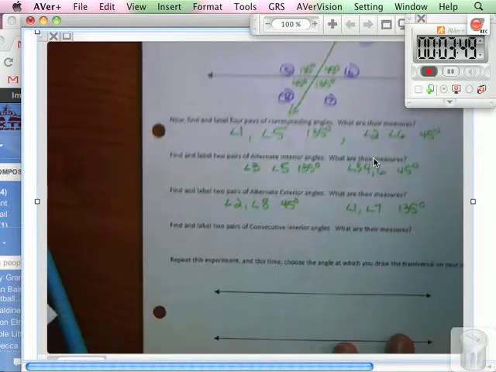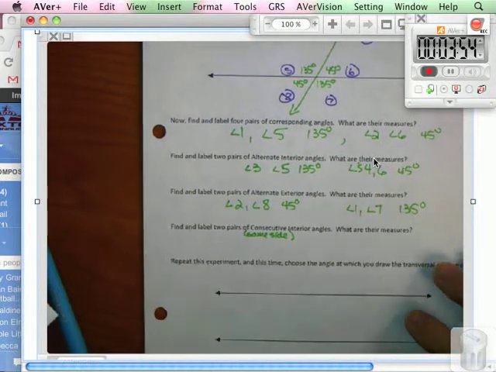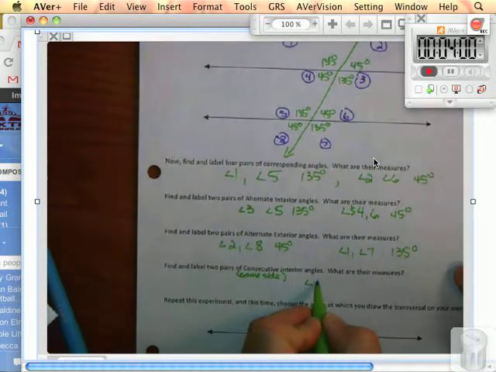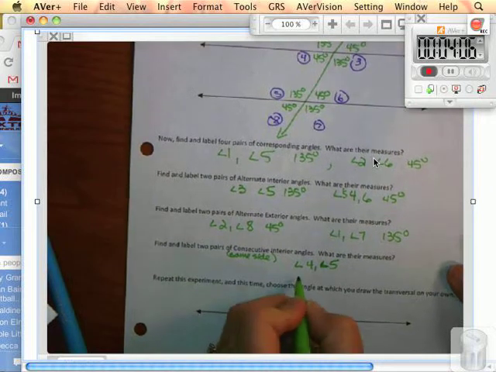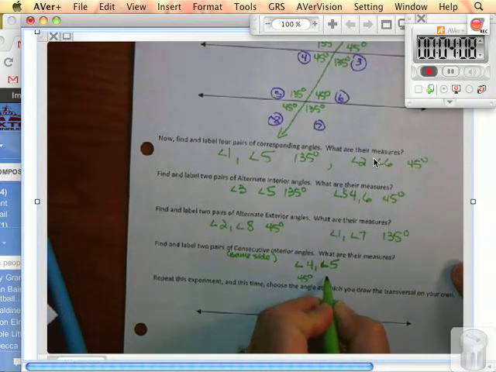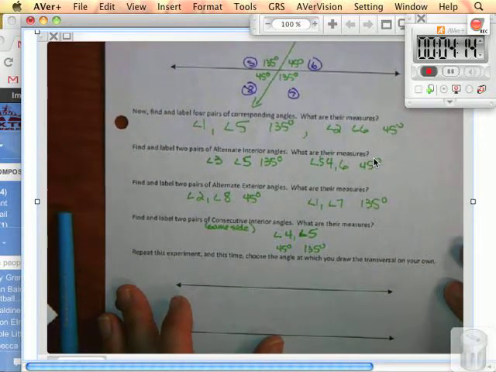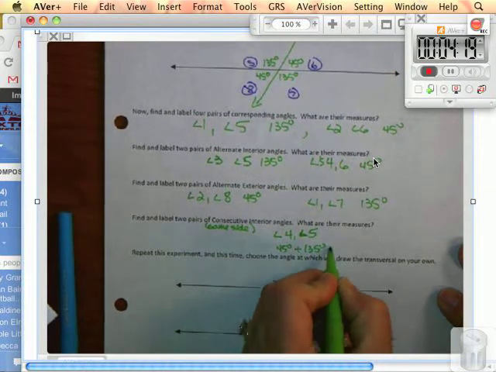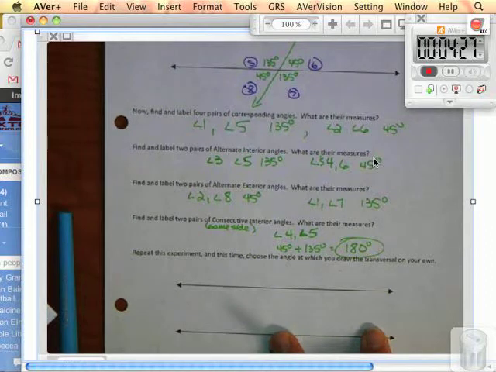Okay. Consecutive interior or same side interior. Courtney, give me a pair of same side interior. 4 and 5. 4 and 5, right on. And angle 5, I can't say they're the same though. Angle 4 is 45. Angle 5 is 135. I can say that they add up to what? 180. Same side interior will add to 180 when the lines are parallel. Okay? We don't need to do this. I think we're pretty good with this. Let's turn this over.